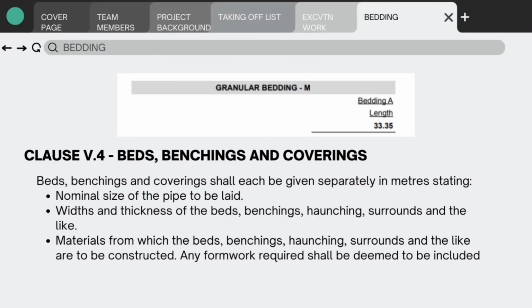Next is bedding. For our project, we assume the bedding used is bedding class A since it was not given in the drawing. The reason we choose bedding class A is because all our pipeline is under road. The material for bedding class A is granular bedding. The unit for bedding is in meter, so the length of bedding is taken from excavation work, which is 33.35. Bedding shall be given in accordance with clause V.4, beds, benching, and coverings.